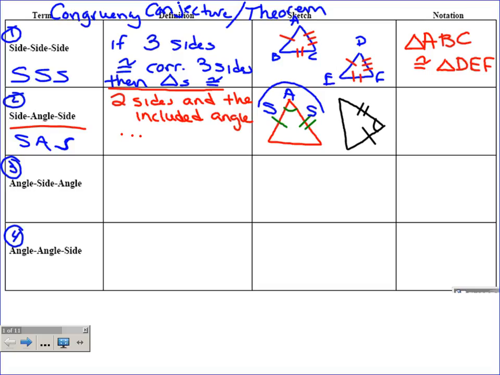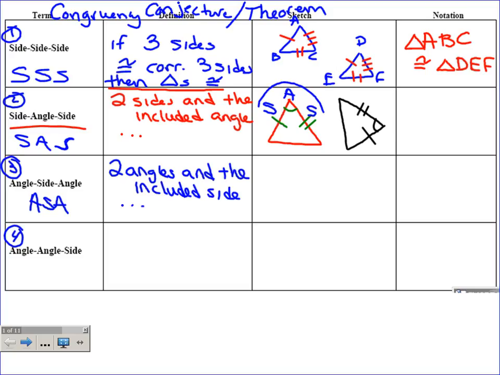What do you think this one's going to be? It's going to be angle, side, angle. So angle, side, angle. What do you think I would write down for the definition? So two angles and the included side. And I'm going to put a dot, dot, dot. There's a lot of stuff in there, but that's basically the idea. Two angles and the included side.